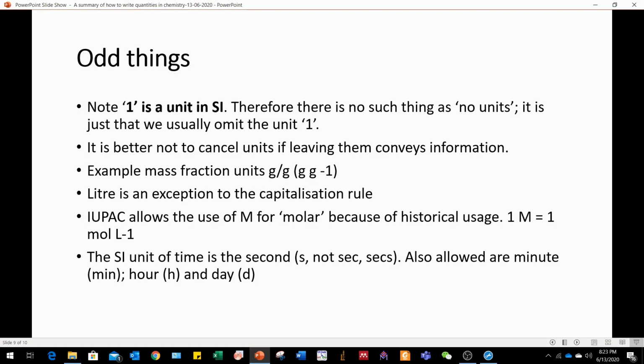The SI unit of time is second, but it is a very common mistake in reporting by students, scientists or other people to write it as sec or secs. The true SI unit for time is only a small s. There are some other units that are also allowed for time, including minute, hour and day.